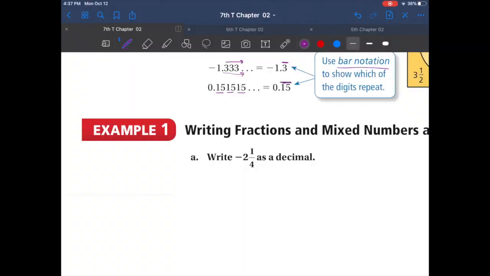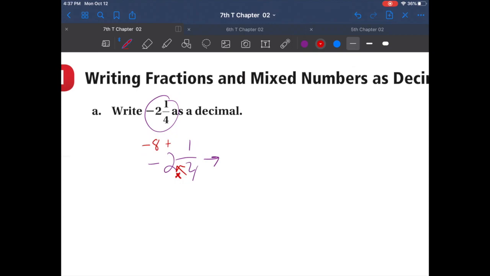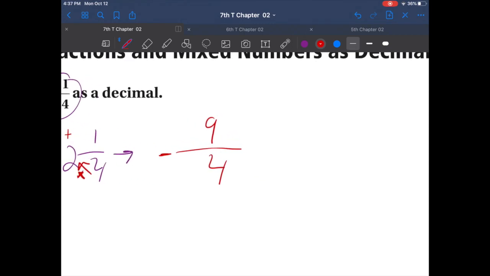In example number 1, we are going to write negative 2 1/4 as a decimal. Well, how do we do that? Well, first we need to turn this negative 2 1/4 into an improper fraction. How do we do that? 4 times 2, so we multiply, which would give us negative 8, and then 8 plus 1 will give us 9/4, and that's negative, okay?